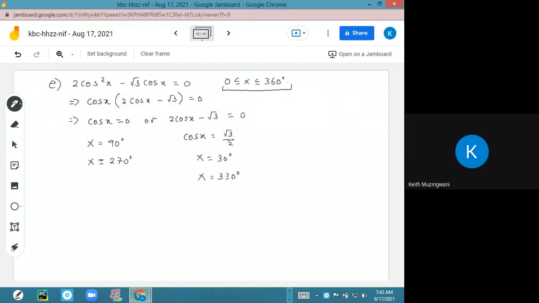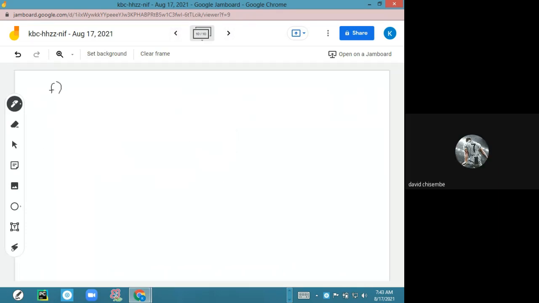Okay, so give the first one. Now give us the second one. cos squared x minus sin x minus 1 is equal to 0. For the interval, 0 less than or equal to x less than or equal to 2 pi.